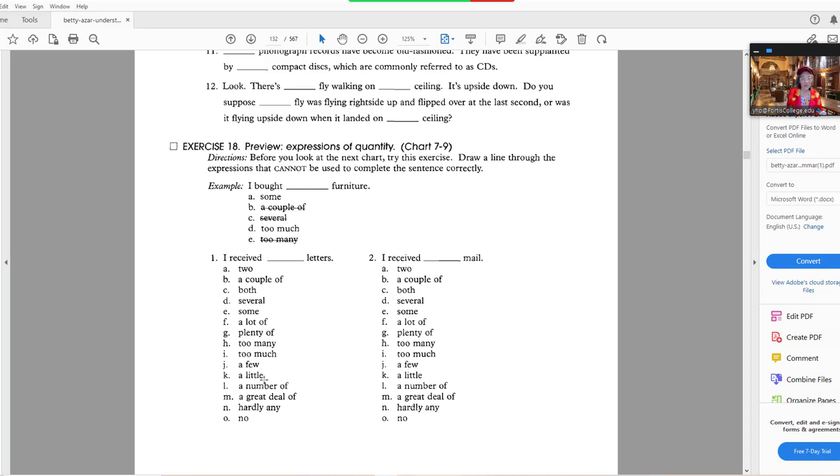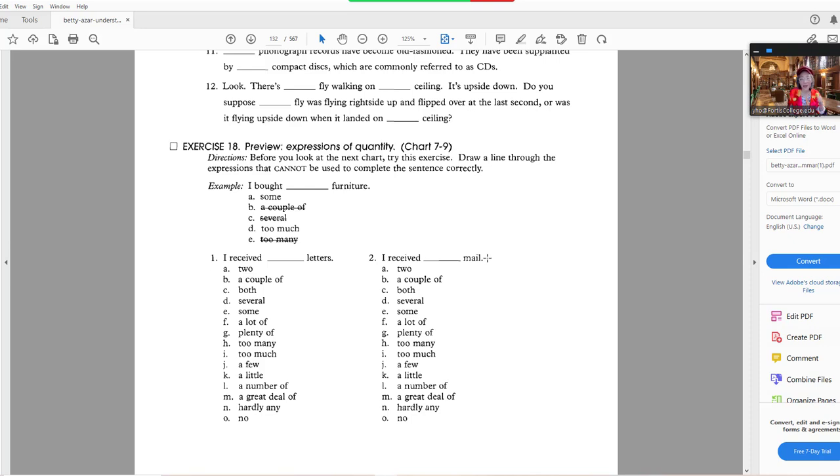A little letters? No. We wouldn't say a little because that goes with over here, mail. In other words, anything that's not countable, we cannot use. So we always use words here that are countable for countable nouns. Whereas when we have a non-count noun, like mail, we don't say, I received 2 mail. So you can't use a. You can't say, I received a couple of mail, because mail is a non-count noun.